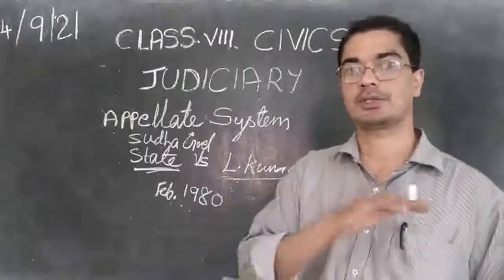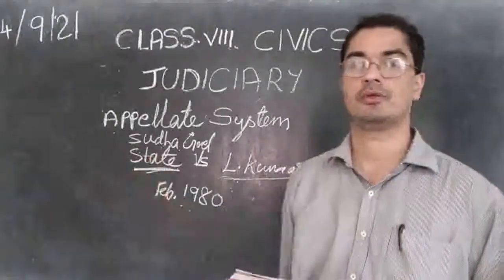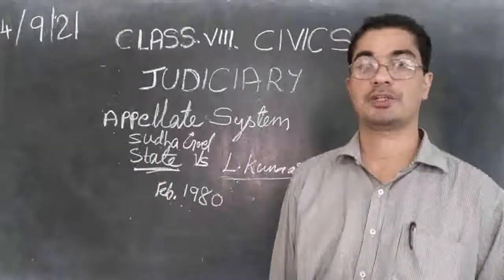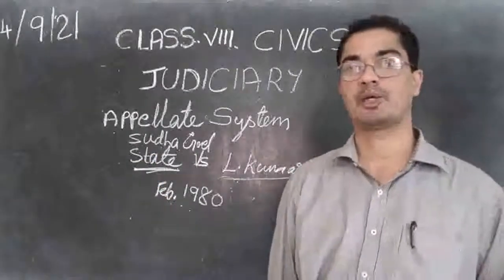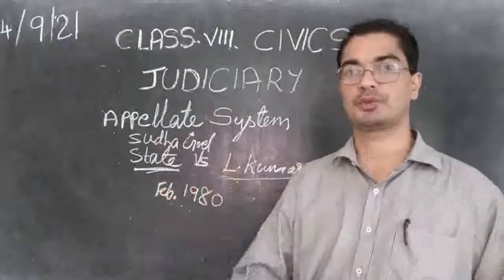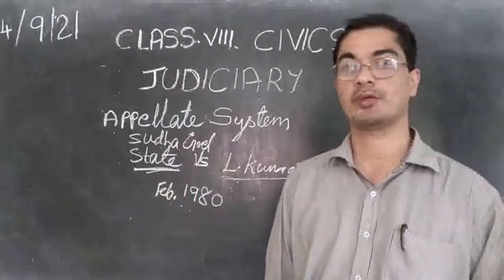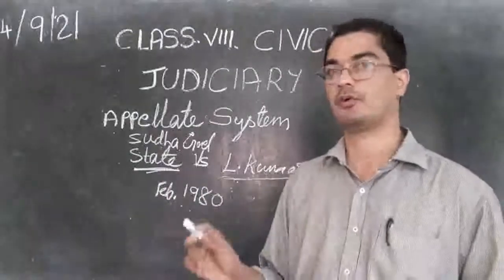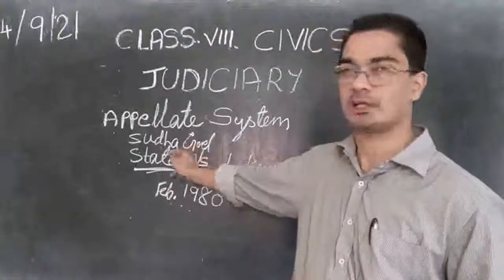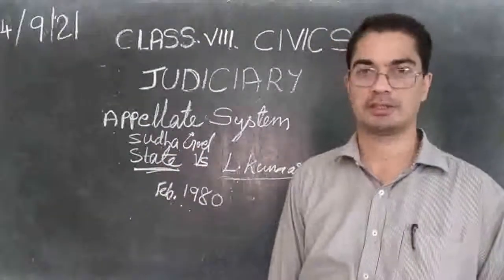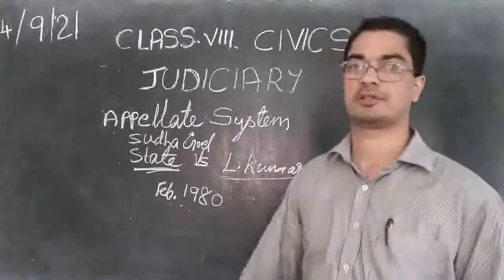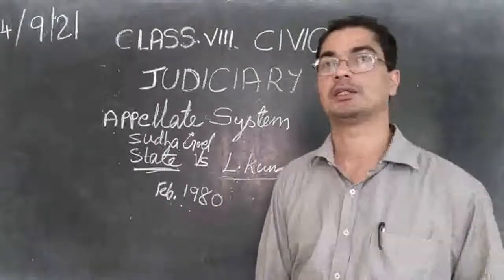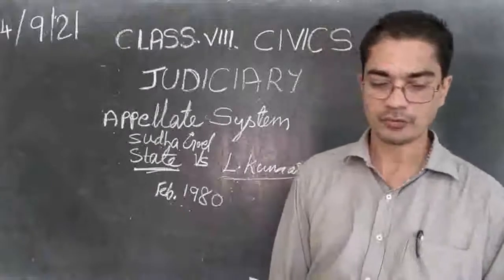So all the three of them, the court said, you will get punishment. What is the punishment? Capital punishment. That means they will be put to death. So that is the verdict given by the trial court. All the three of them are responsible for the death of Sudha Goyal, and they will be put to death. That was the judgment given by the trial court.